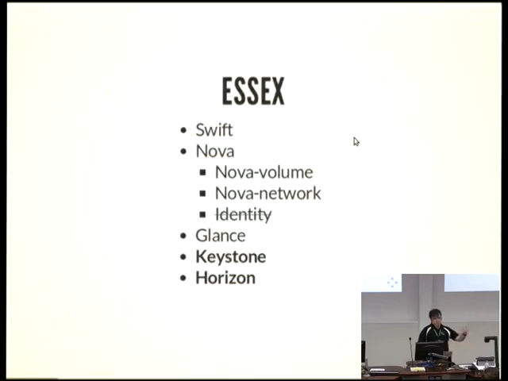So in Essex, the major evolution was to take the identity stuff out of Nova, bring it to a separate code base that can be installed independently. It means you can have it without having hypervisors. That's useful if you start wanting to be able to make it available to people who are just using, for example, object storage. And Horizon, a UI for managing your compute resources that you've deployed into your cloud, was created.